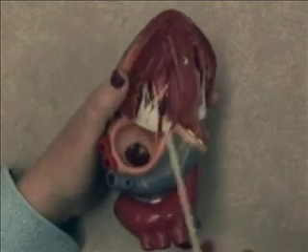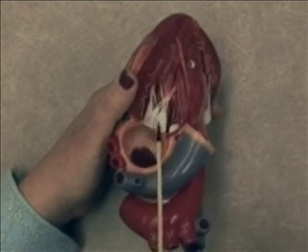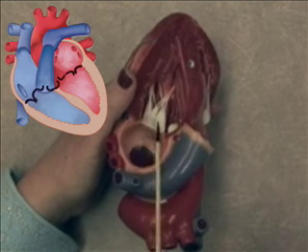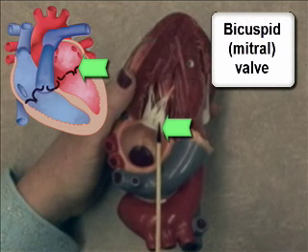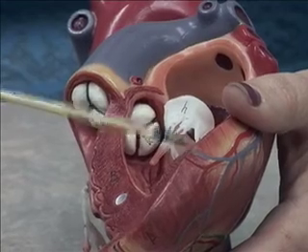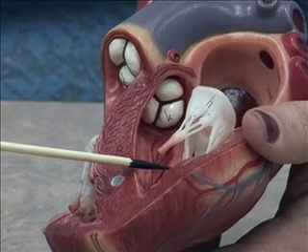Directly next to that, there's a similar valve to the tricuspid valve. This is called the bicuspid or mitral valve on the left side. Also with chordae tendineae attached to large papillary muscles.